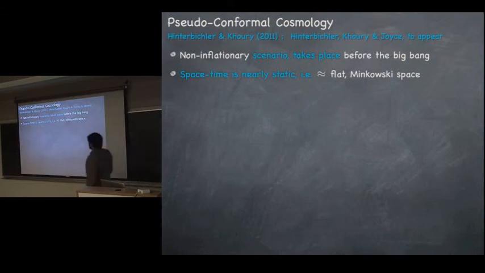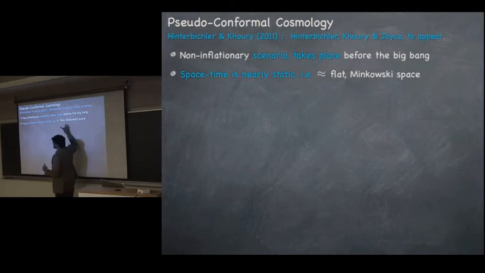Pseudo-Conformal Cosmology will have a lot in common with Ekpyrotic Cosmology, it turns out. So here are the basic ideas. First of all, of course, it's a non-inflationary scenario. The dynamics takes place before the Big Bang. In fact, for all intents and purposes, the space-time is static. So you can think of this as happening in flat Minkowski space.